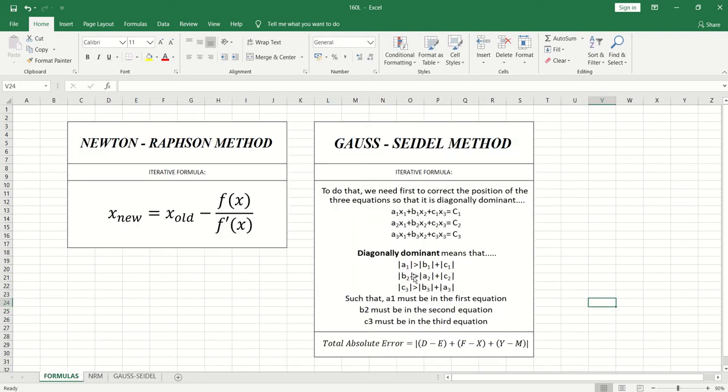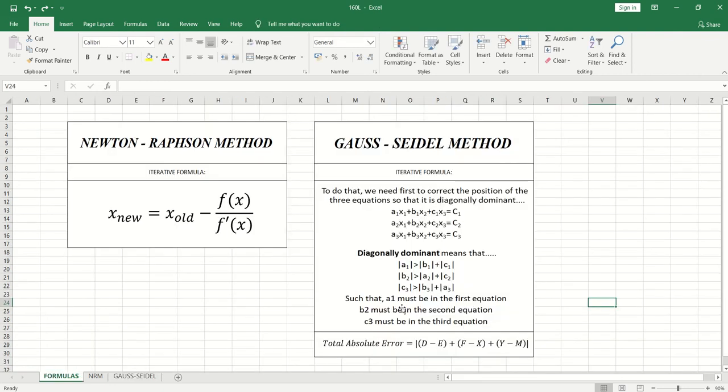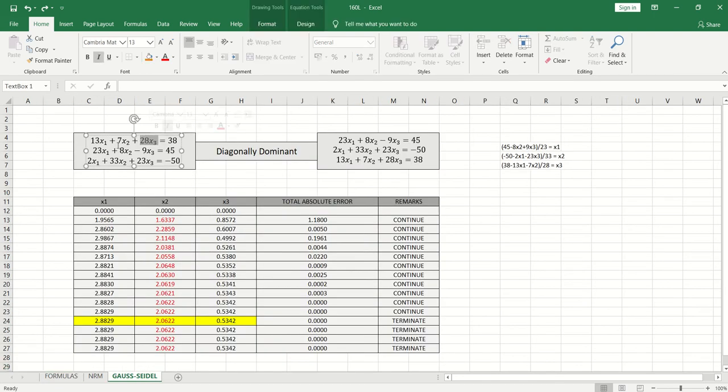For the second equation, b2 should be greater than a2 plus c2. So we need to find b2. So this is b2. 33 should be greater than 23 plus 2. This is true, and this will be inserted in the second line here. The last equation will be inserted in the third line. So 28 here is c3. c3 must be greater than b3 plus a3. So 28 should be greater than 7 plus 13. This is true. So this is the diagonally dominant arrangement.